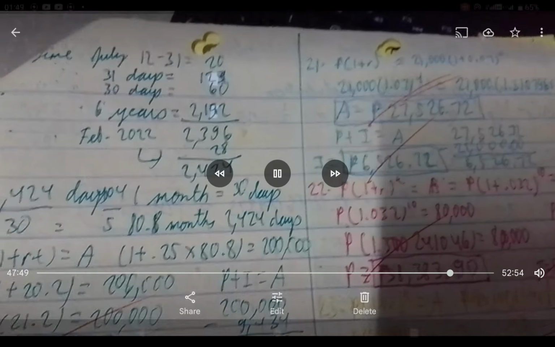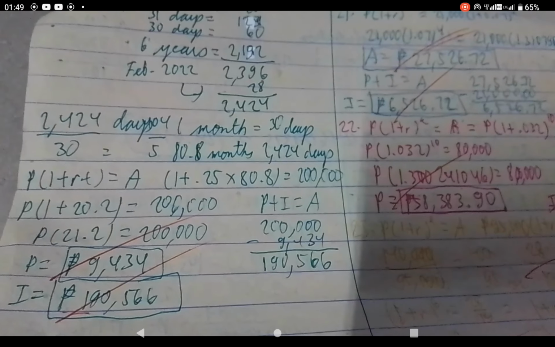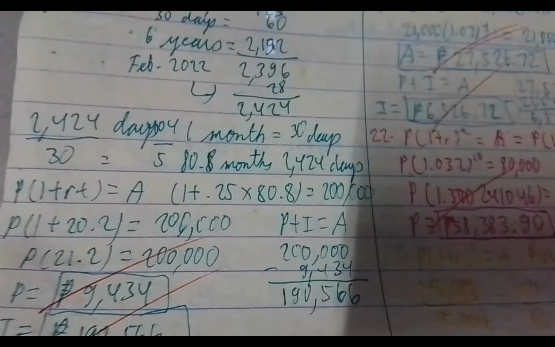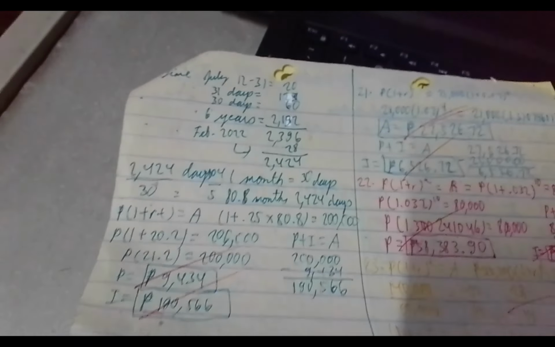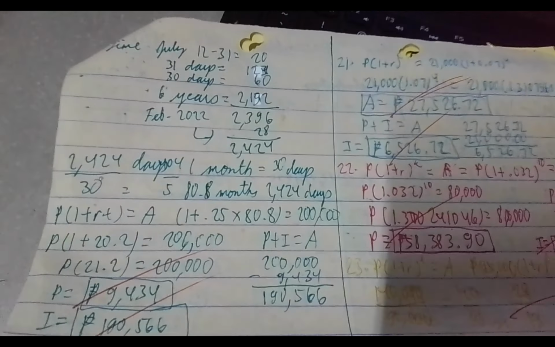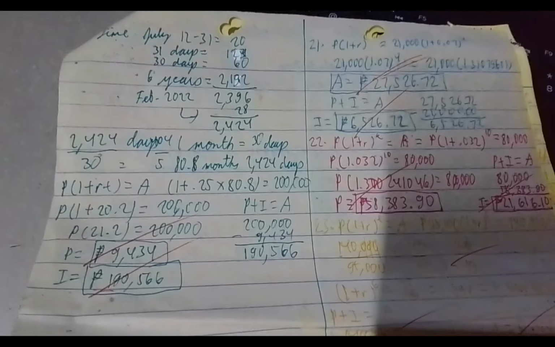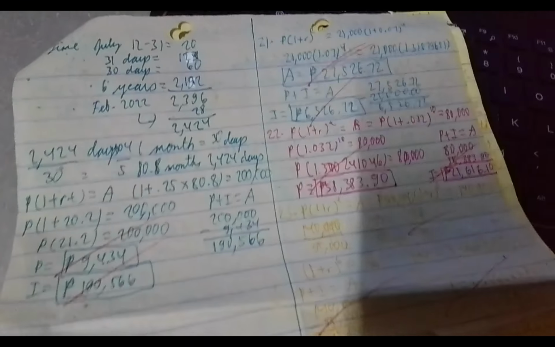And then ang ginawa ko ay ganito. I convert that into years, so divide by 365. Pero, catch is, it's per month. So, ang gusto ko ay per month. So, I have to divide. Therefore, I divide by 30 days.